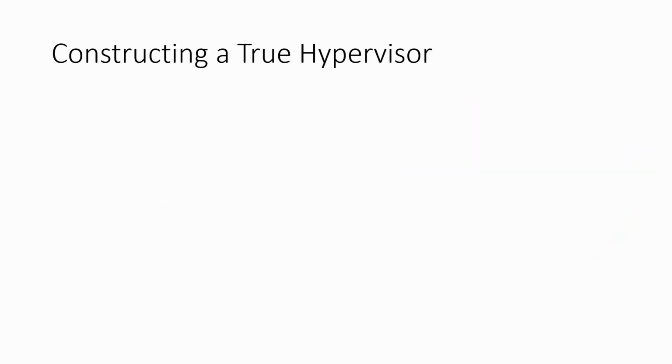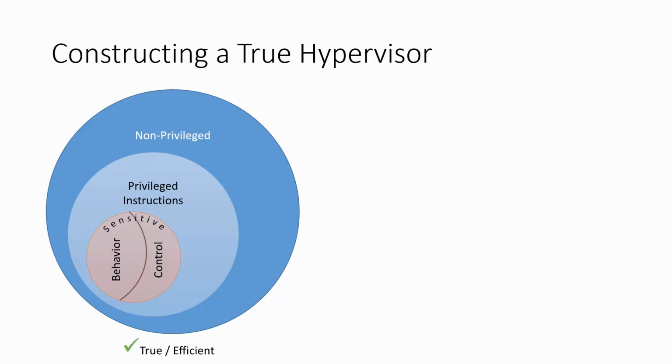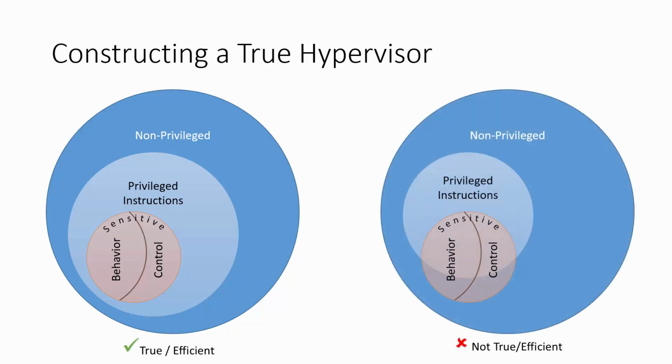So, just to visualize that fact, this is what a true or efficient hypervisor would look like. All of the sensitive instructions are a subset of the privileged instructions in this ISA. And hence, it's quite easy to construct a hypervisor, since the hypervisor runs in system mode and can handle all of these sensitive instructions if they are issued by a guest that is running in user mode. However, most ISAs look like this. They are not true or efficient in terms of construction of a hypervisor because there are sensitive instructions that are both privileged and non-privileged.